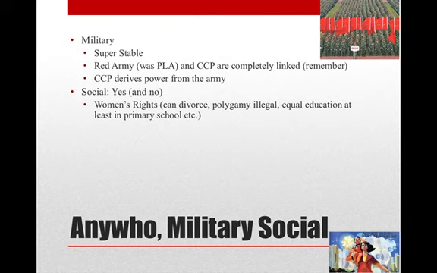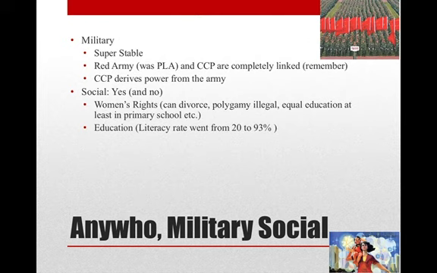Now, it's not necessarily secondary education like you're sitting in high school. It's definitely not college, but at least for primary school, think elementary education. Women are entitled to an equal education, at least in primary school. So there is some increase in social standing for women.